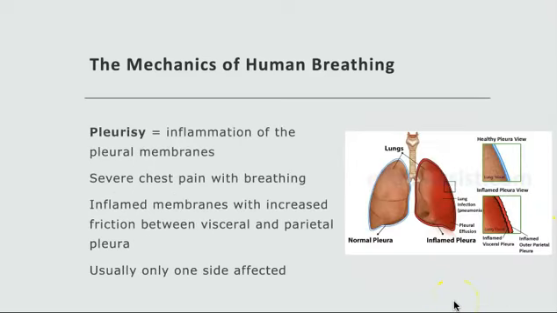Now, if that pleural fluid is not there, that serous fluid, then we could develop something called pleurisy, which is when these two layers, the visceral pleura and parietal pleura, are rubbing against one another and creating friction. It causes inflammation of those pleural membranes, and we can have severe chest pain with breathing, and we tend to see this only affected on one side of the thorax.